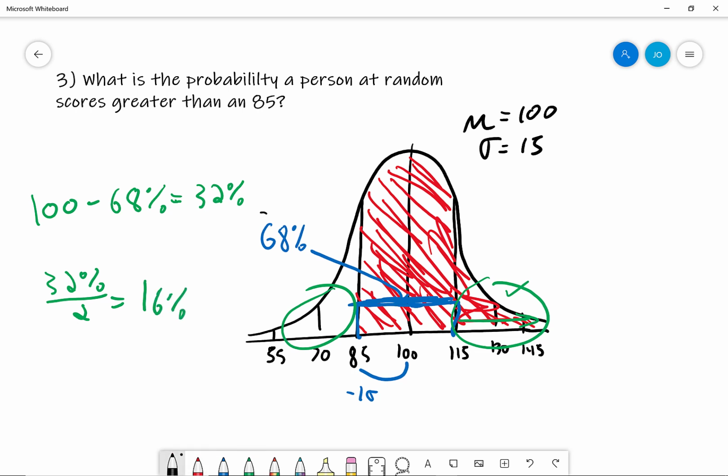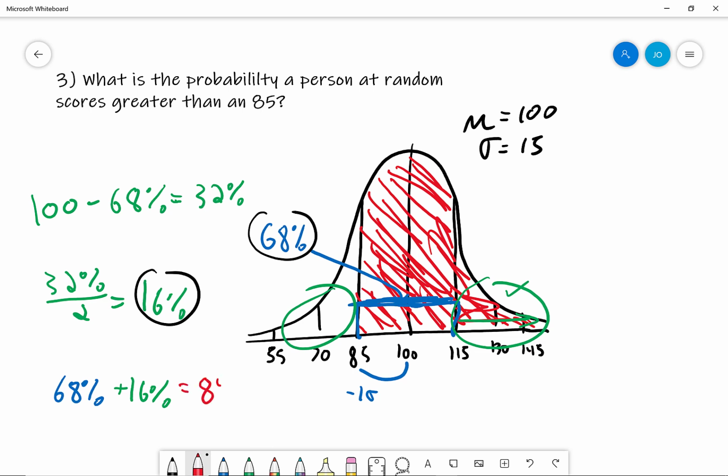So we'll add these two areas together. That inside 68% plus that half of that outside area of 16%. And we end up with 84%, or a probability of 0.84. If you want to write it as a percent, or if you want to write it as a probability, either is okay with me. But what this is saying is there's an 84% chance a person at random will score an 85 or above. And if we wanted to write this out notationally, we would write the probability that X is greater than 85.